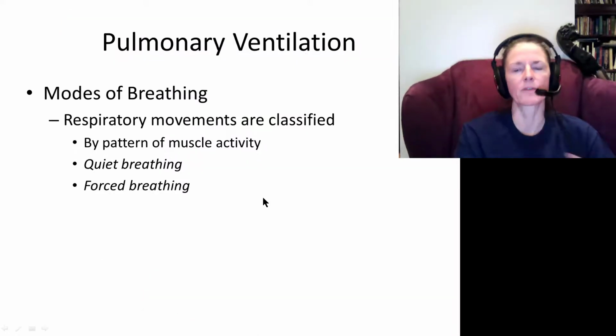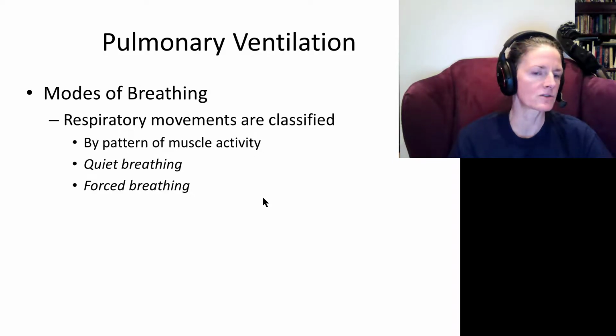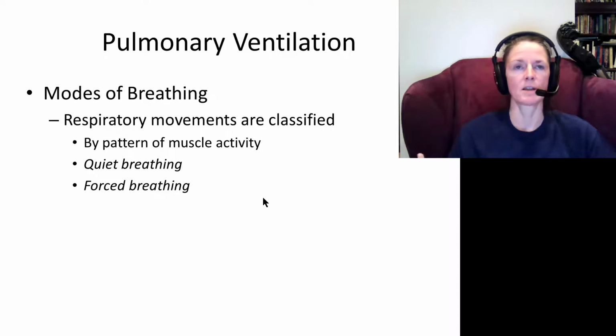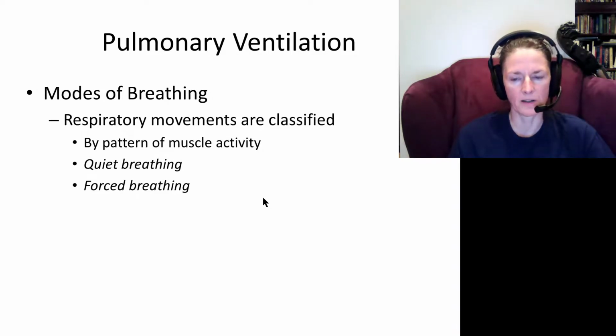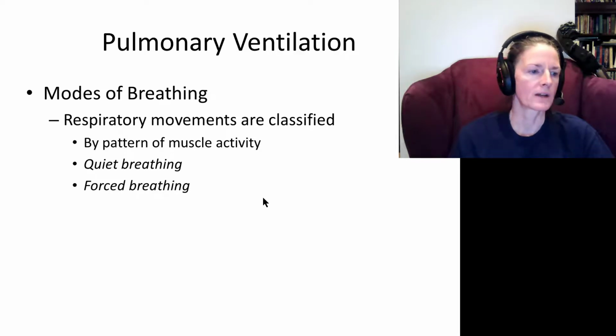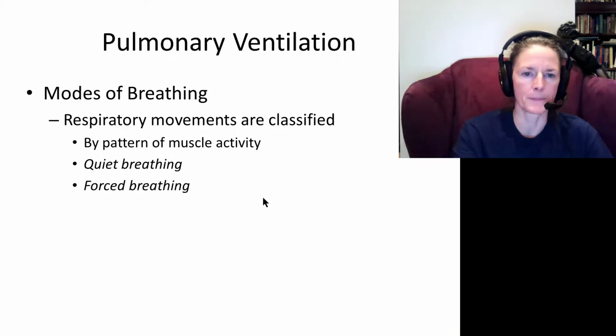All right, so as we've said, we've already talked about this. We've got quiet breathing. That's what happens when you're just sitting around watching television or studying or what have you. This is where the diaphragm and the external intercostals cause the inhalation, and then you have completely passive exhalation just by relaxing those muscles. When we have forced breathing, that's when we're recruiting these other accessory muscles. Quiet breathing is often called eupnea, and forced breathing is called hyperpnea.